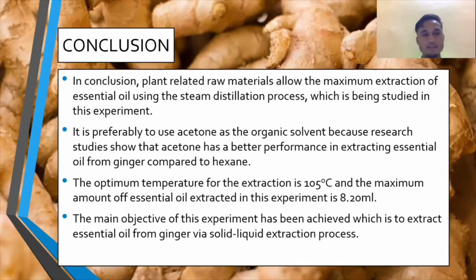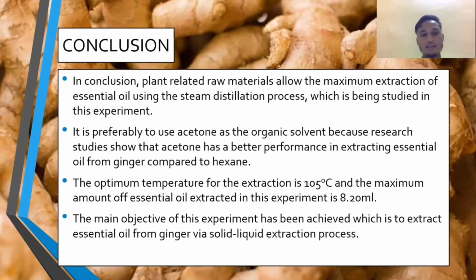At the end of our experiment, we can conclude that plant-related raw materials allow the maximum extraction of essential oil using the steam distillation process, which is what we are studying in this experiment. Then, we prefer to use acetone as the organic solvent compared to hexane because, referring to research studies, it shows that acetone has a better performance in extracting essential oil from ginger compared to hexane.